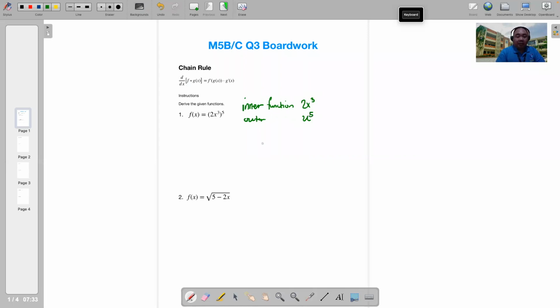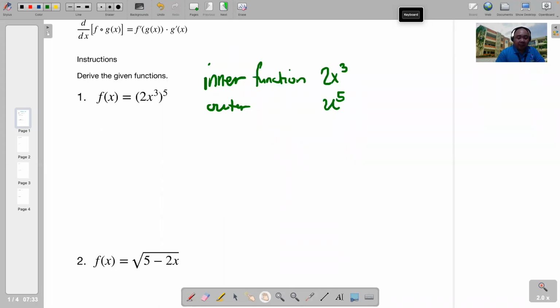So to apply the chain rule, this is how we do it. We differentiate the outer function, u to the fifth. We do the outer first. That is the power rule. f prime of x is equal to, now the outer function is u to the fifth. By the power rule, that is 5 times u, and we know what u is. u is 2x cubed. So 2x cubed to the fourth.